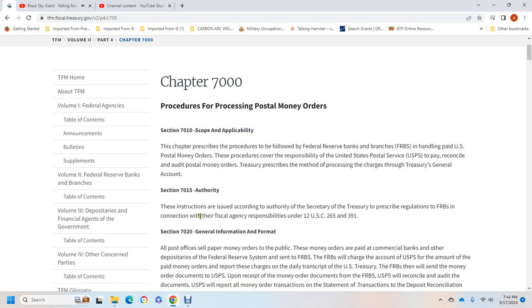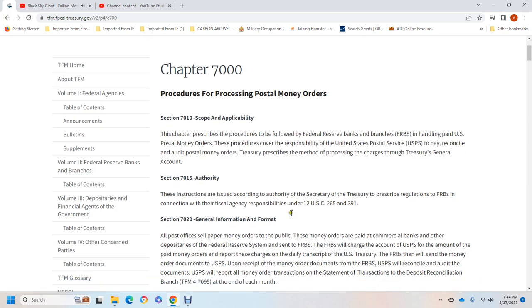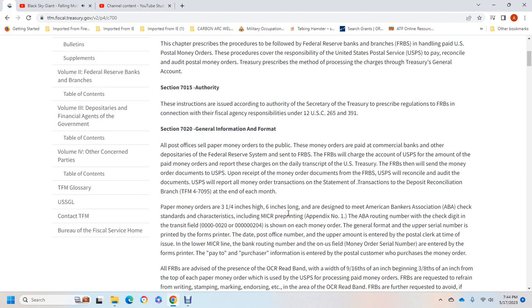Section 715, authority. According to the authority, the Secretary of the Treasury prescribes the regulations for Federal Reserve Banks in connection with their fiscal responsibility, Title 12, U.S. Code 265-391. Section 720, general information and format.